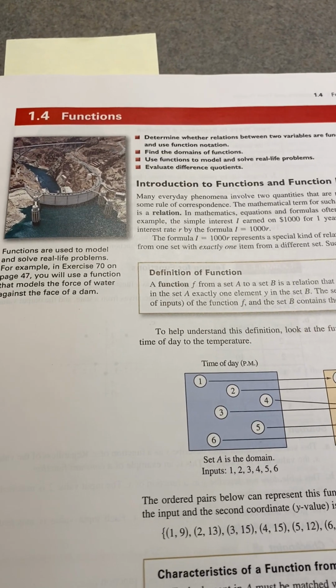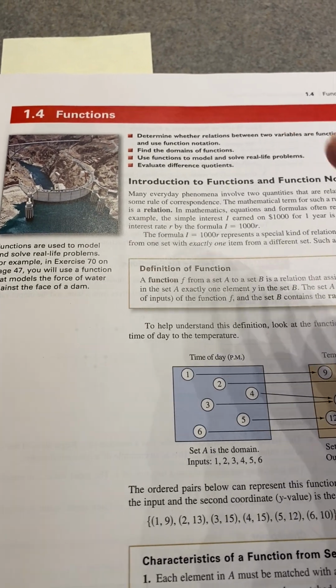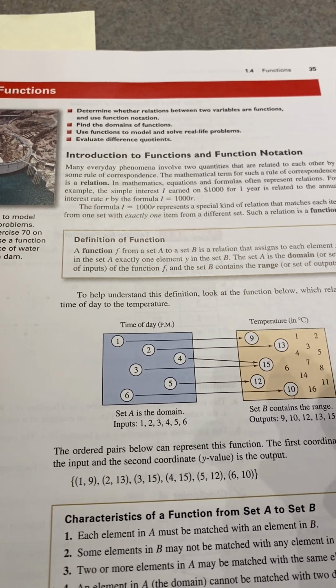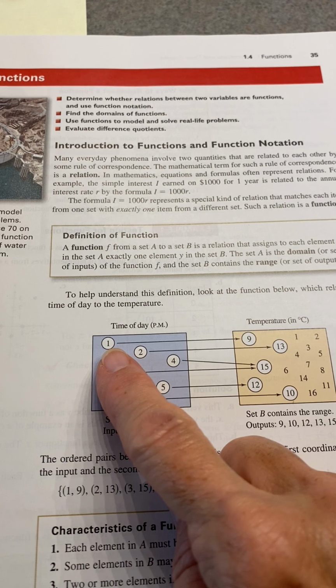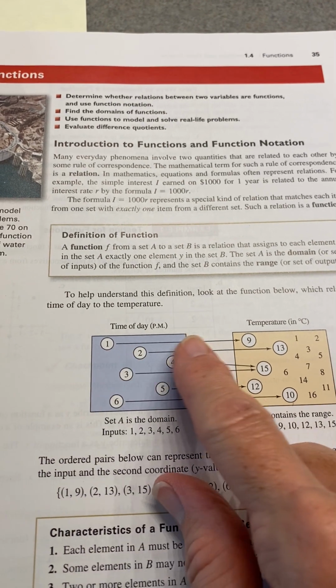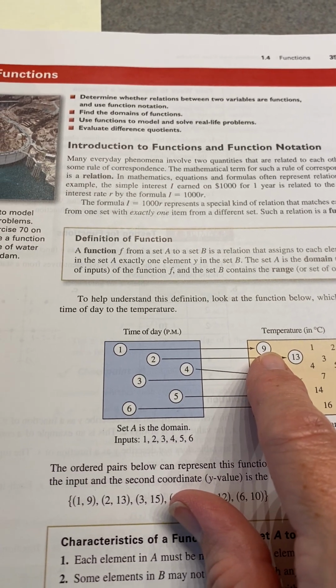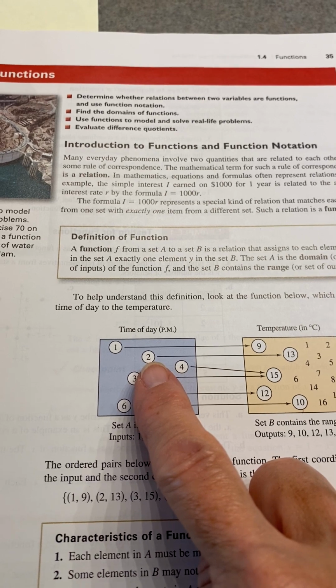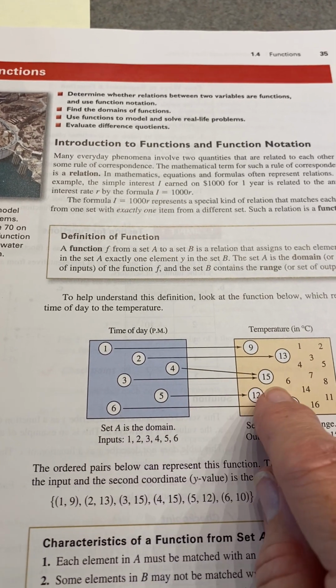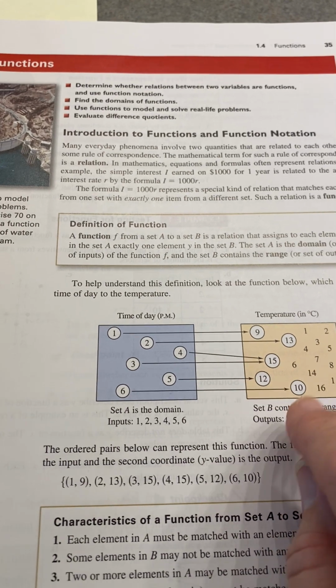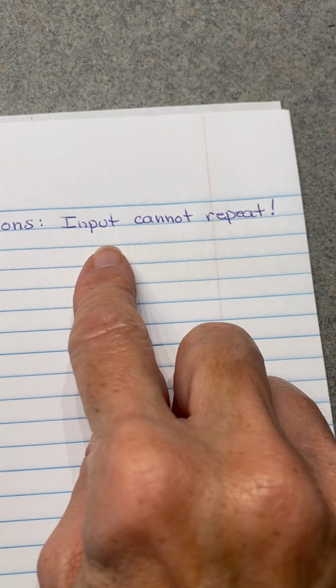Hello, class. Today we're going to talk about functions, and we've talked about functions before. The definition of a function is for every input, there is exactly one output. So an input cannot go to two different numbers. Two different inputs can go to the same number, and that's okay. But the characteristic of a function is that the input cannot repeat.